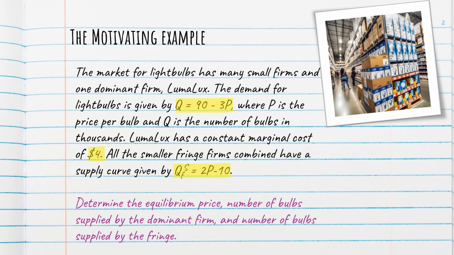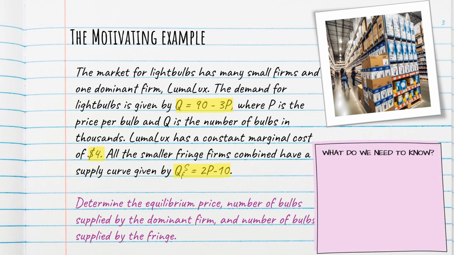I want you to notice the notation. This is the supply of the fringe, so I have this subscript F to indicate the fringe. Our goal here is to determine the equilibrium price, the number of bulbs supplied by the dominant firm, and the number of bulbs supplied by the fringe.